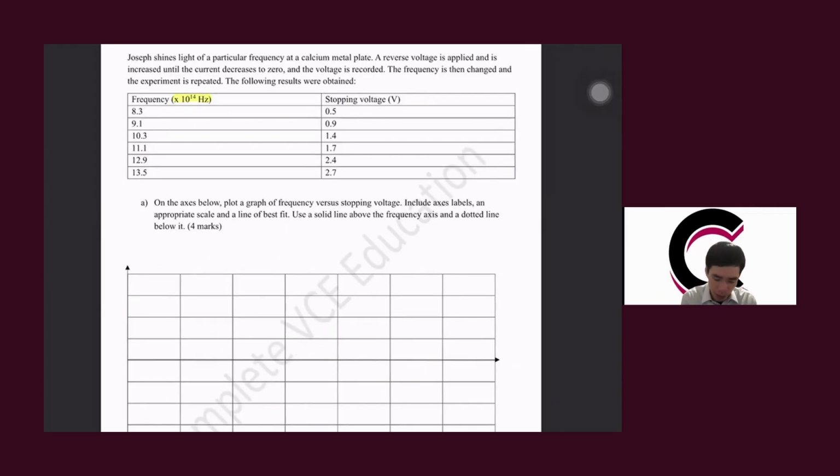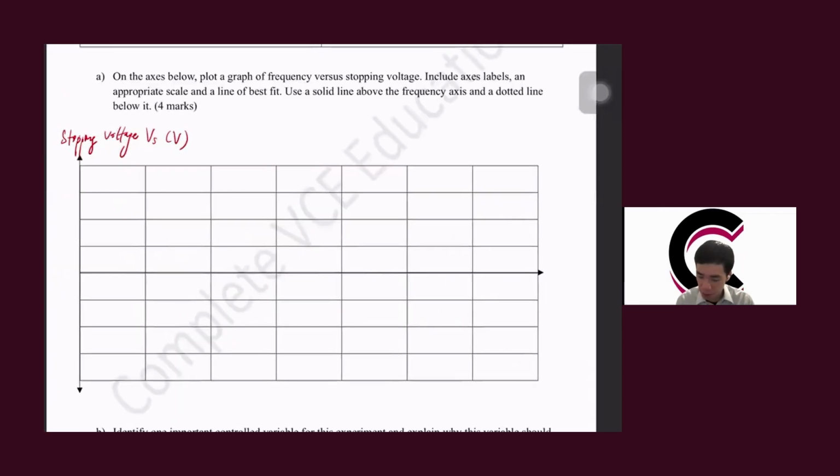Okay, so here's what we're going to do. Put stopping voltage against, you can say Vs is the stopping voltage, V against frequency. So remember to draw all these labels. Frequency f in units of hertz. Now, not just any hertz, but if I were to change it, I would say times 10 to the power 14 hertz.